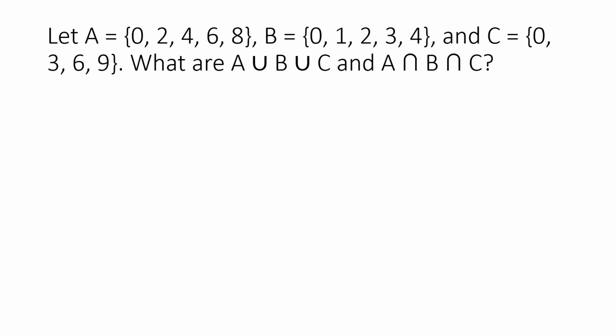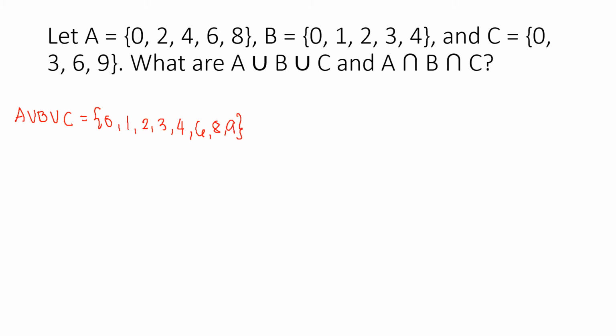For our solution to the first problem, A union B union C contains those elements in at least one of A, B, and C. Hence, we have a set containing 0, 1, 2, 3, 4, 6, 8, and 9. So that's the answer for the first problem.